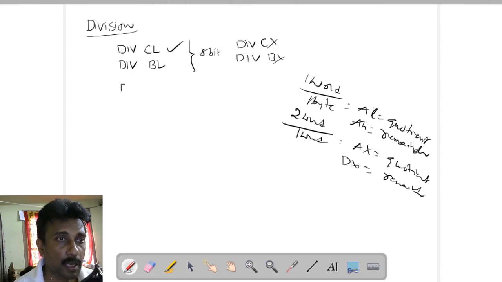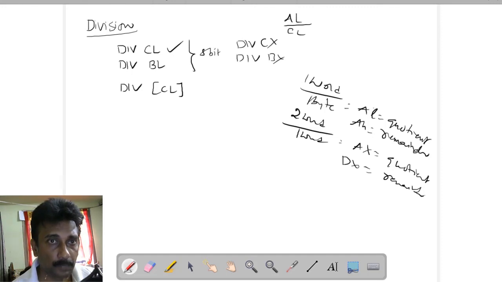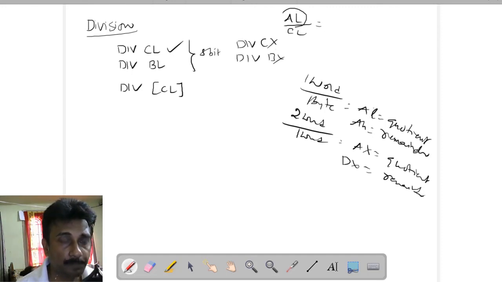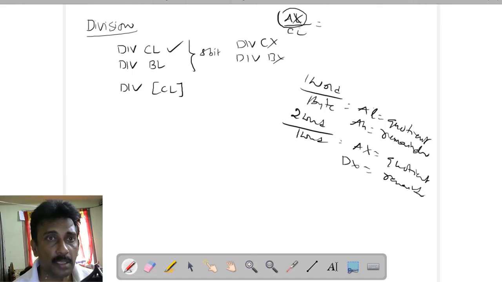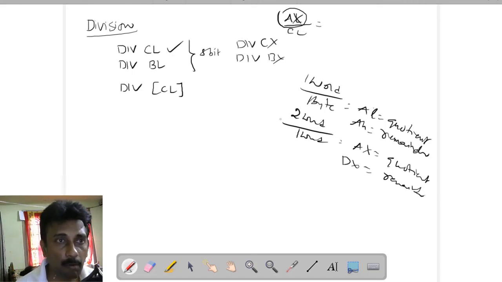Of course you can write div CL also, where the AL register is divided internally by the content. So div CL means AL divided by CL, and the result will be placed into the AL register. Or you can write div CX, the AX register divided by the CX register. One word by 1 byte and a double word by one word, you can use like this. But in assembler directives we have to mention whether the division is double word DD, or one word DW, or a byte. In the assembler directives class, we will learn all these things.